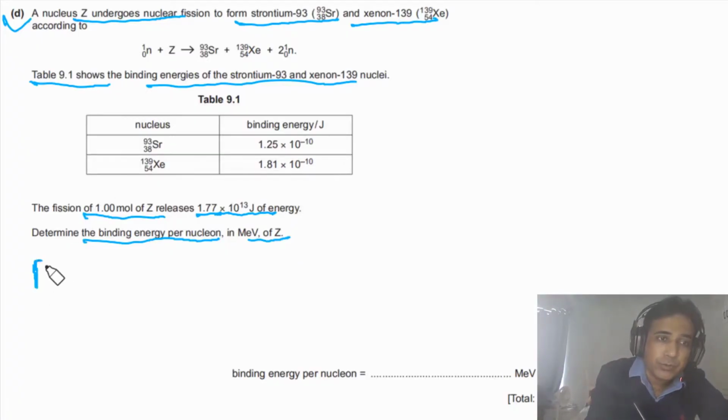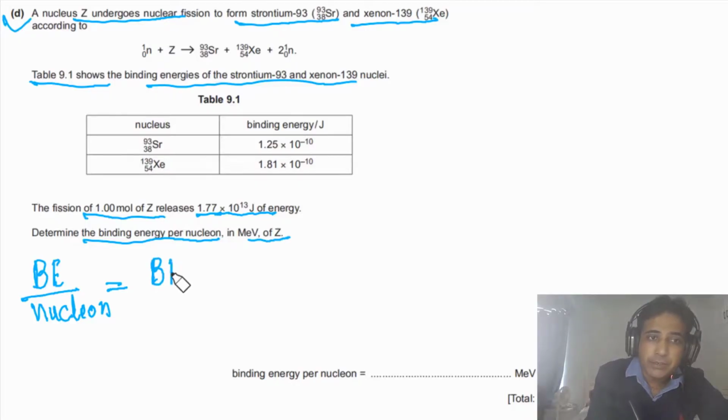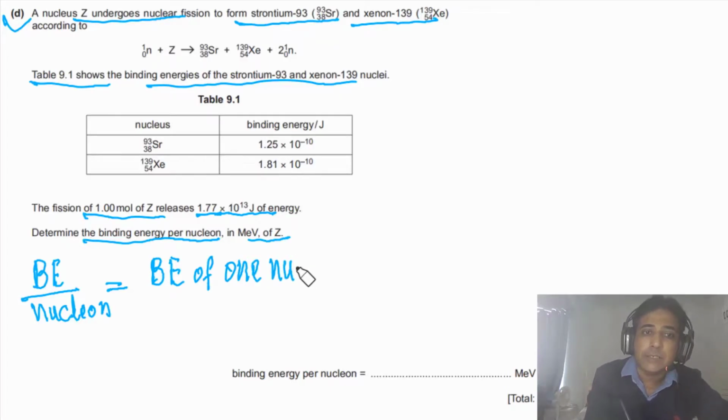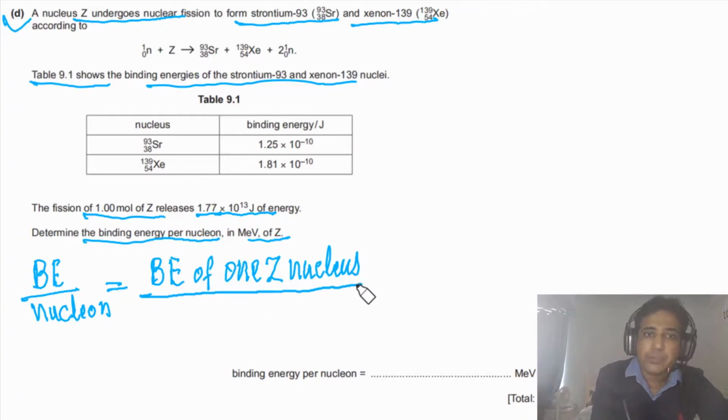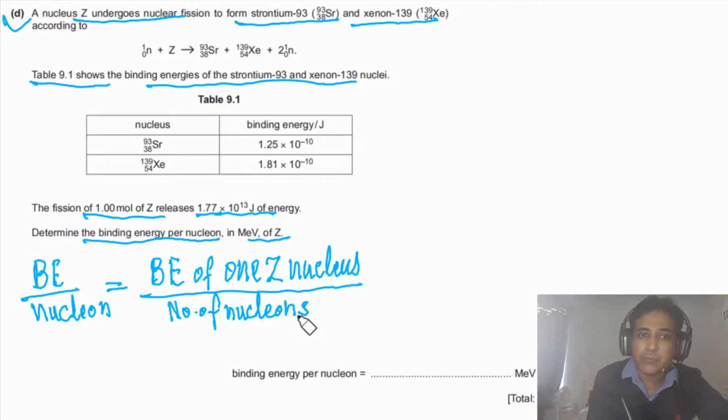So how can we answer? First, you need to understand binding energy per nucleon. This is what we need to determine for Z. So what do we need? We need the binding energy of one Z nucleus, and we need to divide this by the total number of nucleons.